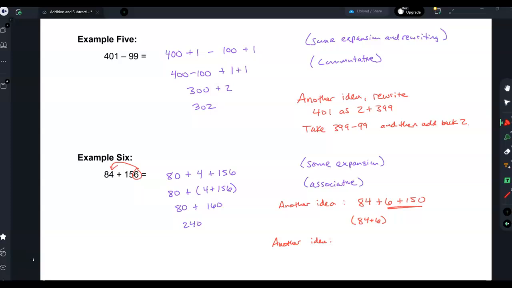Another idea, you could split them both up, right? So instead of putting the 6 with the 84 or putting the 4 with the 156, you could just split it up entirely. So we could say, okay, how about 80 and 150 and 4 and 6, right? So technically that's using our commutative property, but it's the same idea. So then 80 plus 150, that's not bad to do. We know that that's 230. 4 plus 6 is 10. And so then we get the same answer again, 240.